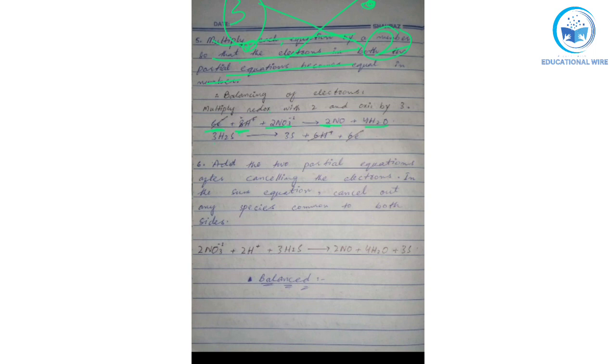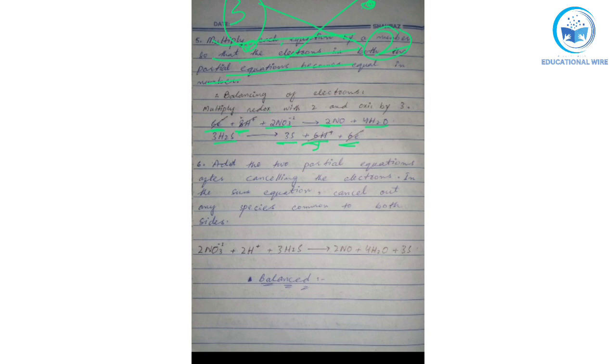And now the oxidation side is multiplied by 3. So here we were having just H2S. Now we are having 3H2S because it's multiplied. Here is 3S. We were having 2 hydrogen, it's multiplied by 3, it's 6 hydrogen. We were having 2 electrons over here, it's multiplied by 3, it's 6 electrons. Now let's move to the next point.